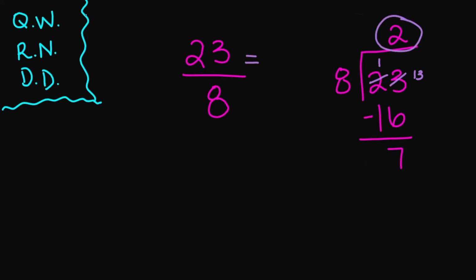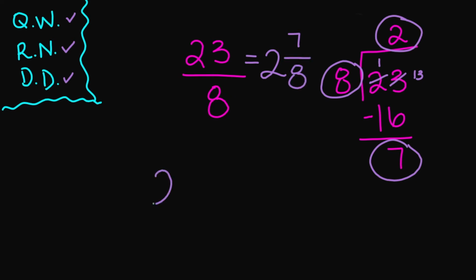Your quotient is your whole number, so I'm going to write my 2 out here. Your remainder, like we have here, is going to be your numerator, so I'm going to write my 7 on top. And then your divisor is going to be your denominator, and that's going to be here at the bottom. So your mixed number is 2 and 7/8.